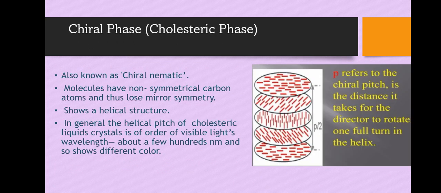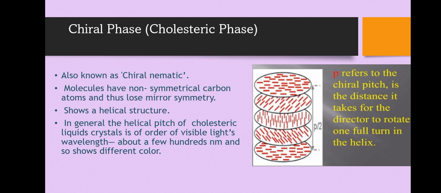Next is the chiral phase, also known as chiral nematic. It has an optically active compound which displays a strong color under the influence of polarized light. They have non-Newtonian flow as compared to nematic liquid crystals. Nematic liquid crystals have Newtonian flow, while chiral nematic does not.